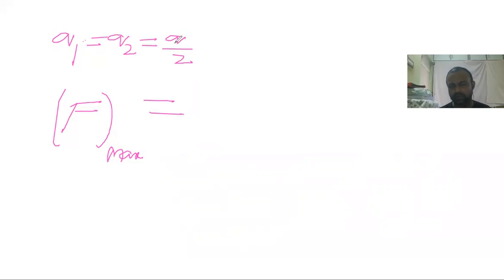Both will be equal to Q by 2, right? 50-50. Half half, okay. Is it clear? Okay. So then what is the force equation?